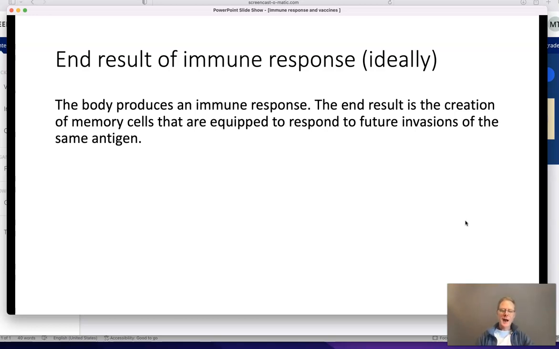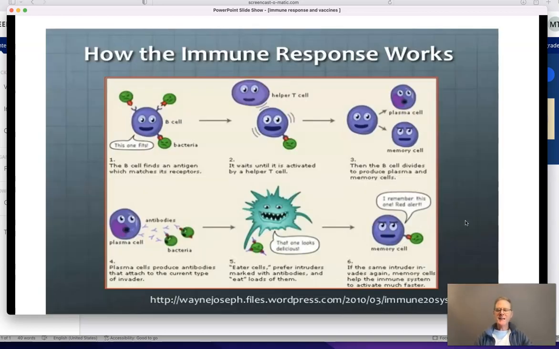Now, of course, that also presumes that if you have the same pathogen, it hasn't mutated enough or developed different antigens on its surface. If so, as the Brits would say, we're all buggered, right? Okay. All right. So here is a nice little graphical representation.